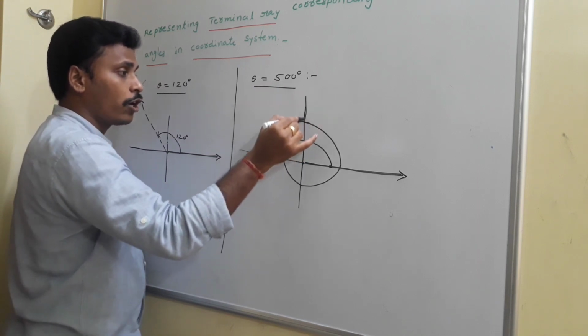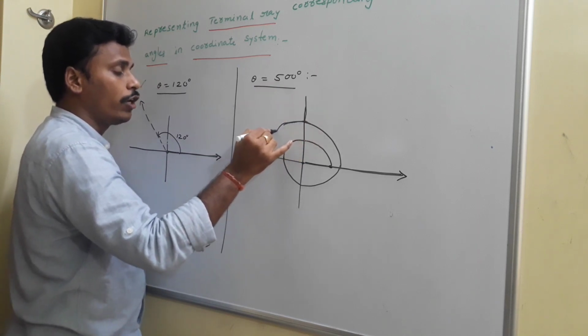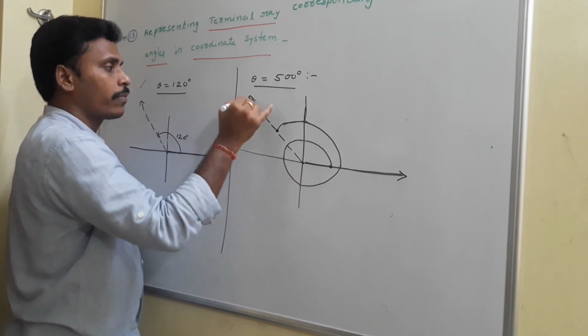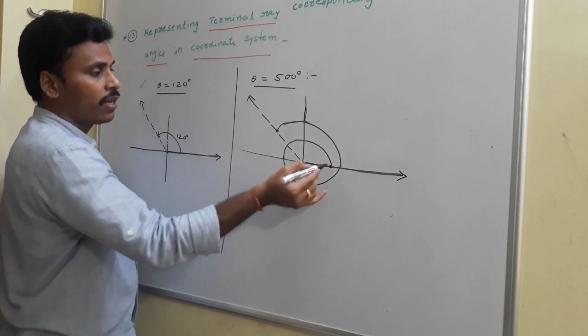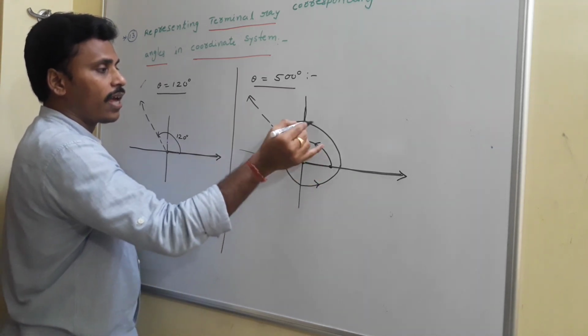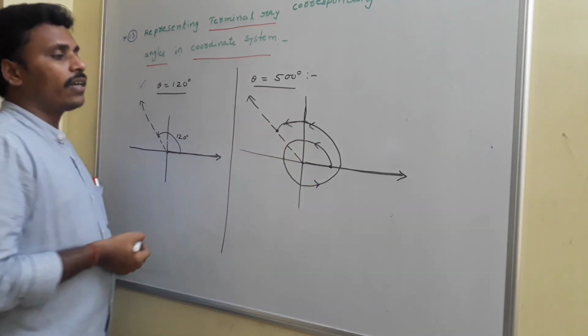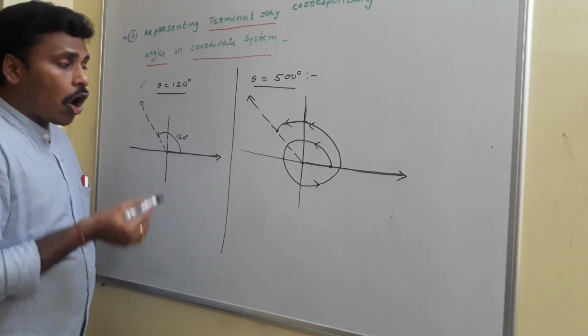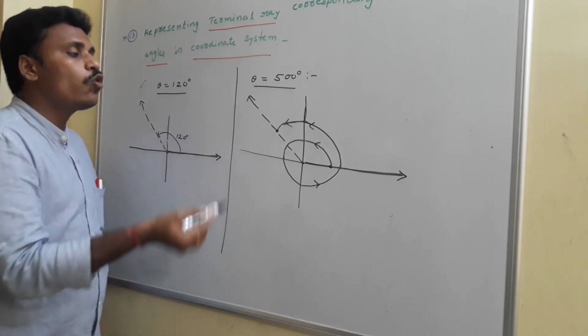This corresponds to 450, and you need to rotate 50 more, and maybe this is the approximate position for an angle of 500 degrees. Since we are rotating in this direction, you need to indicate the arrow in such a manner. Is it clear? I think so. You have to represent it according to the rotation.